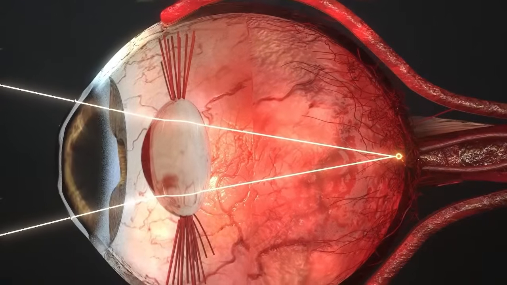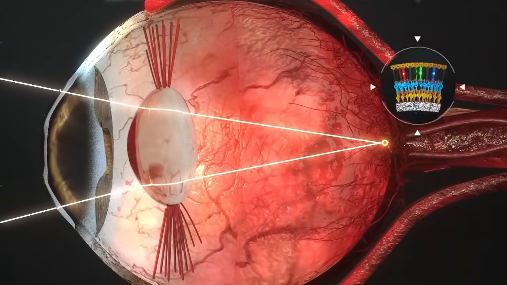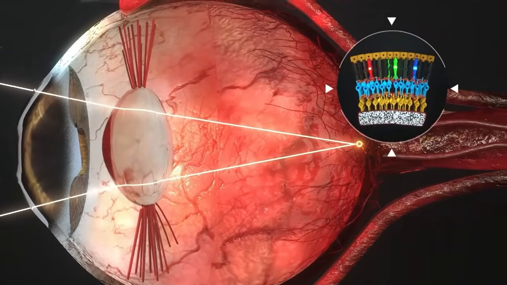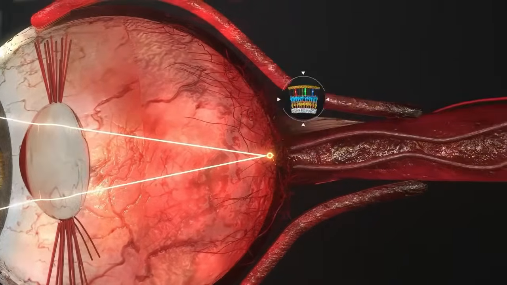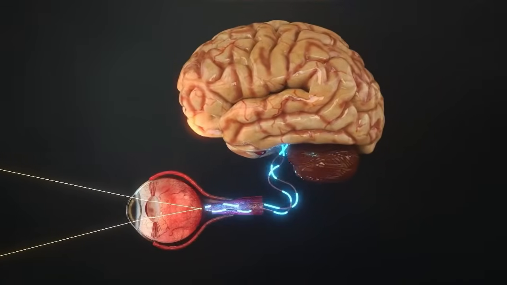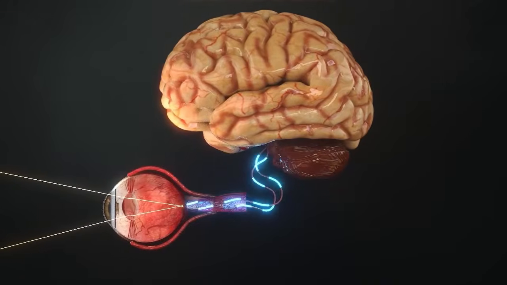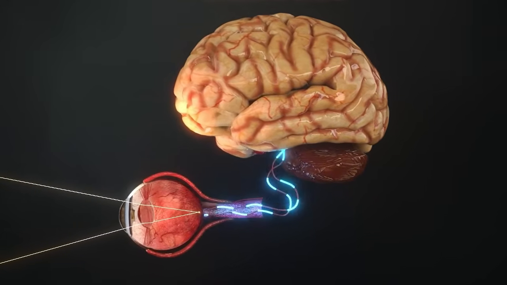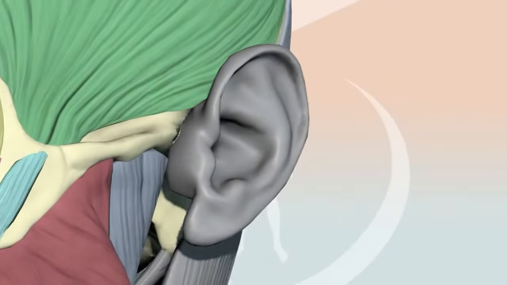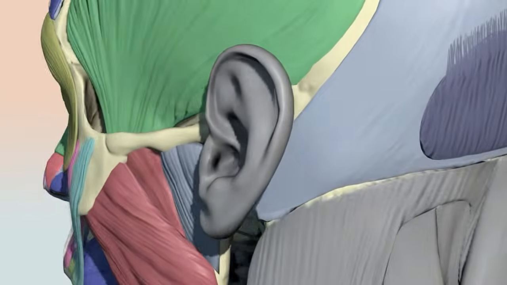Understanding its anatomy helps us appreciate not only its complexity, but also the importance of eye care. As technology advances, so does our ability to prevent and treat vision-related issues, making eye health a priority for a better quality of life. The human ear is a complex organ responsible for hearing and balance.